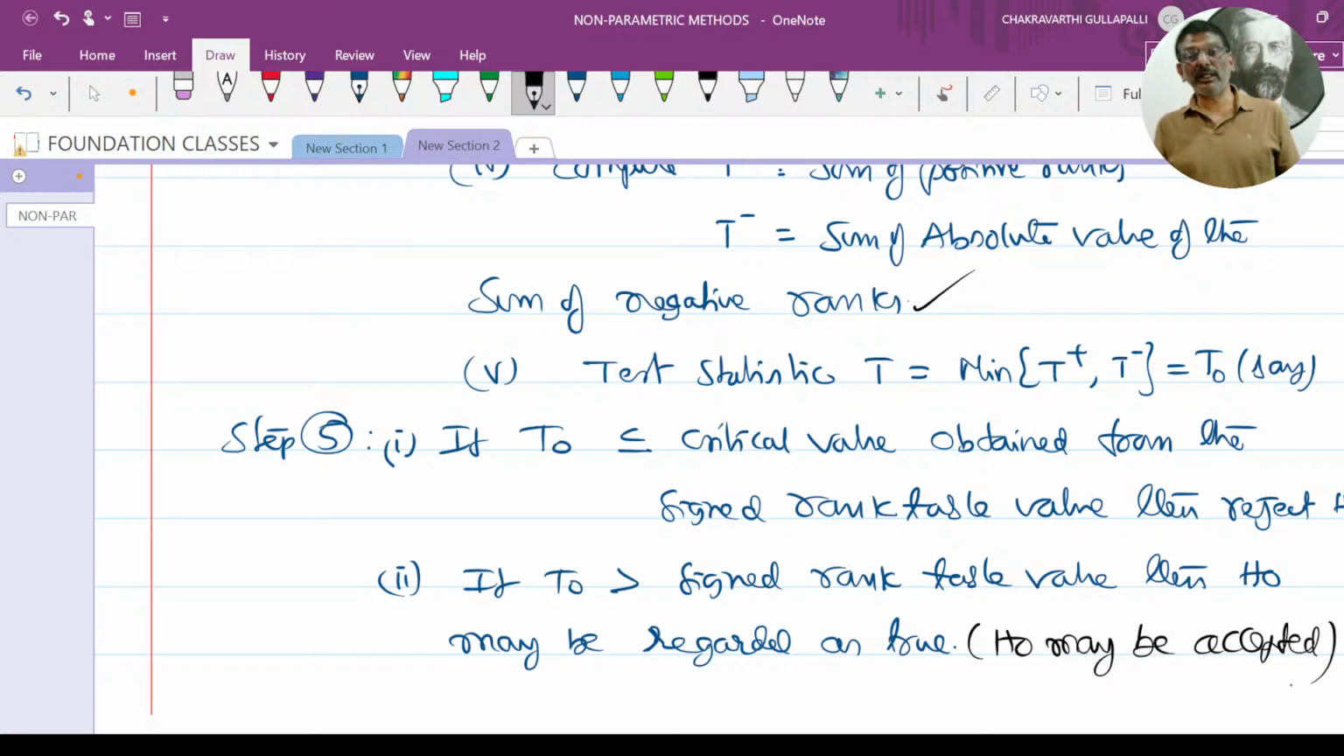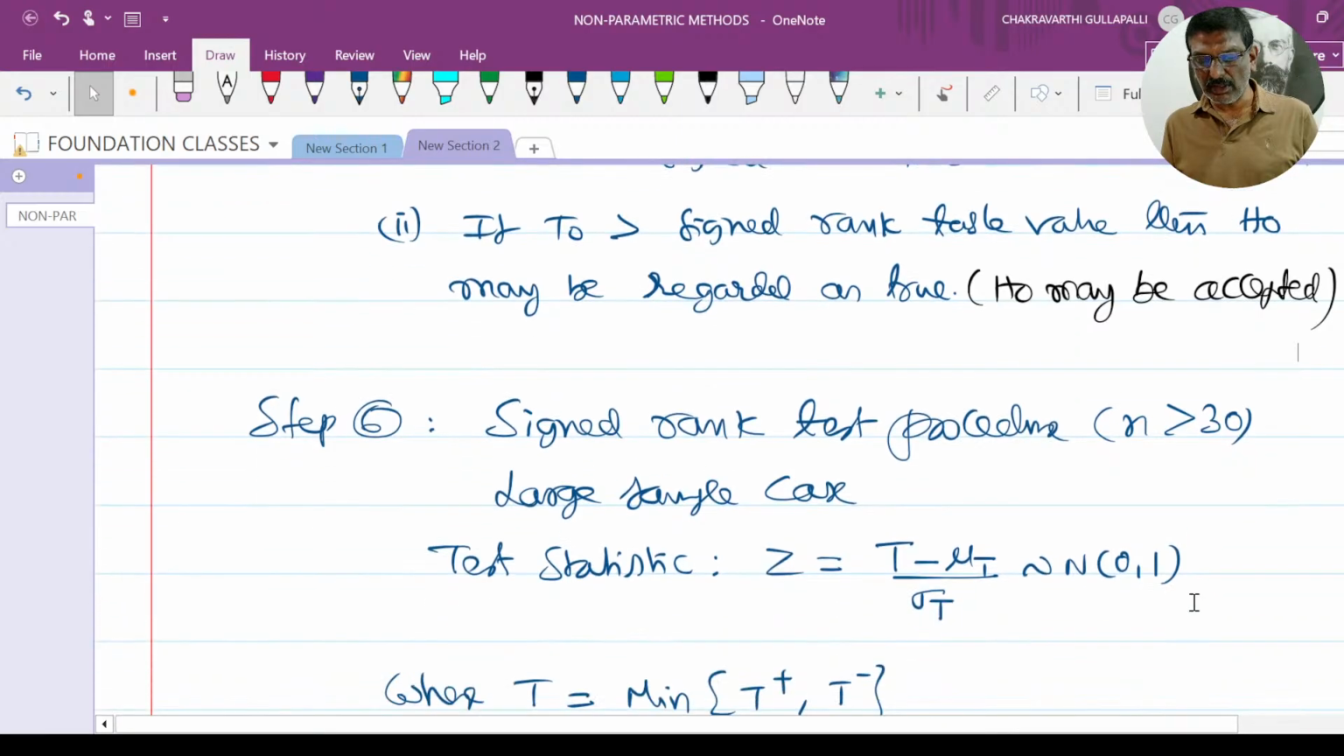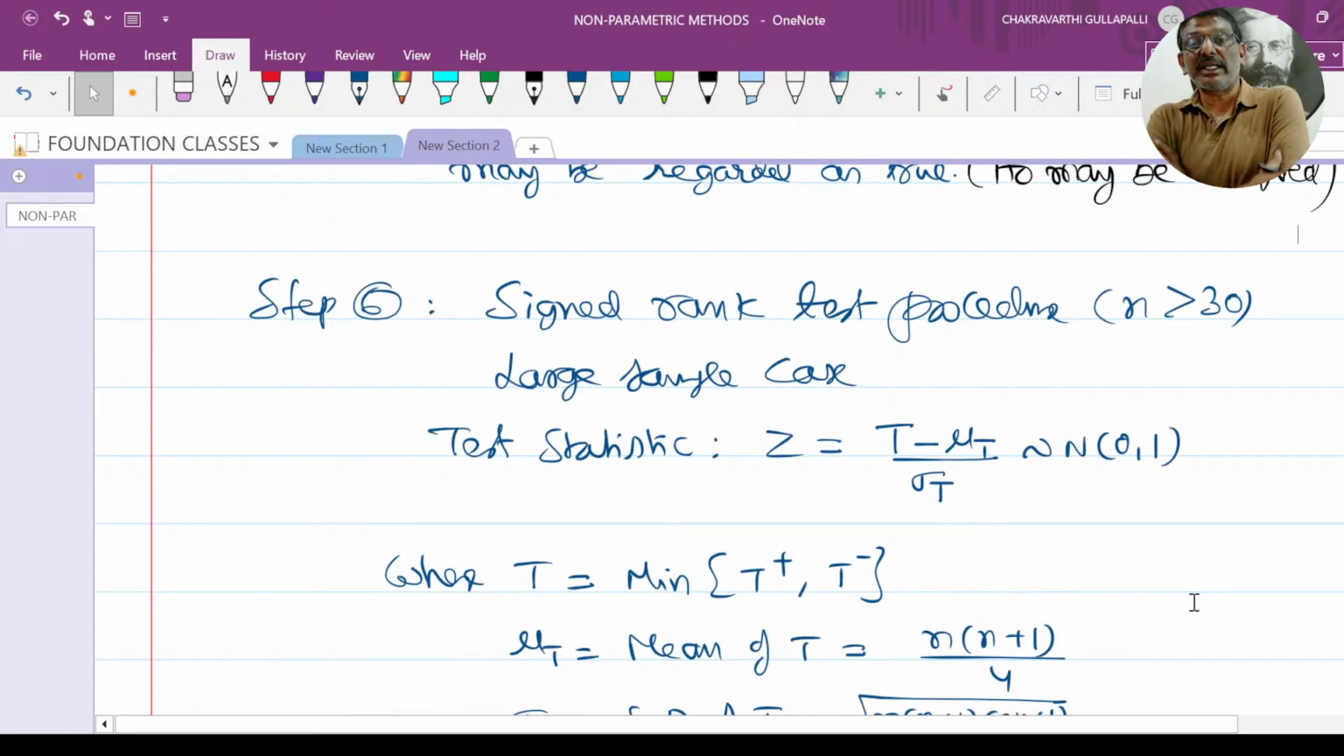So see the difference between these two. This is the main procedure. Now go through this procedure and solve this problem. Suppose n is greater than 30. In this case, one more step is added. For the single procedure, you have to learn how to perform the signed rank test when n is less than or equal to 30, and when n is more than 30.